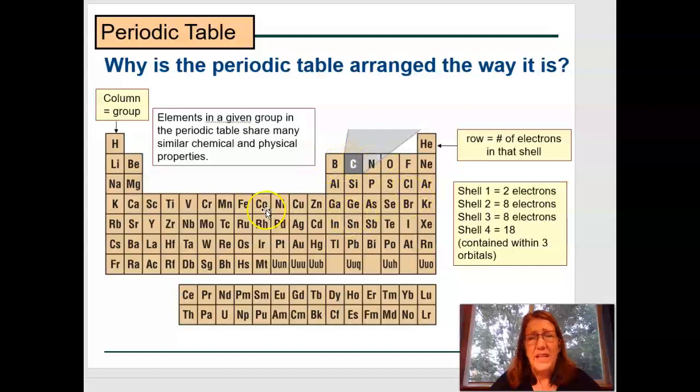All these other elements, they are not fulfilled. So in order to be fulfilled, they want to either steal or share or give away electrons so that their outer shell is fulfilled. So that's what we're going to talk about next, how these elements fulfill their outer shell with electrons, and they do that by forming chemical bonds.